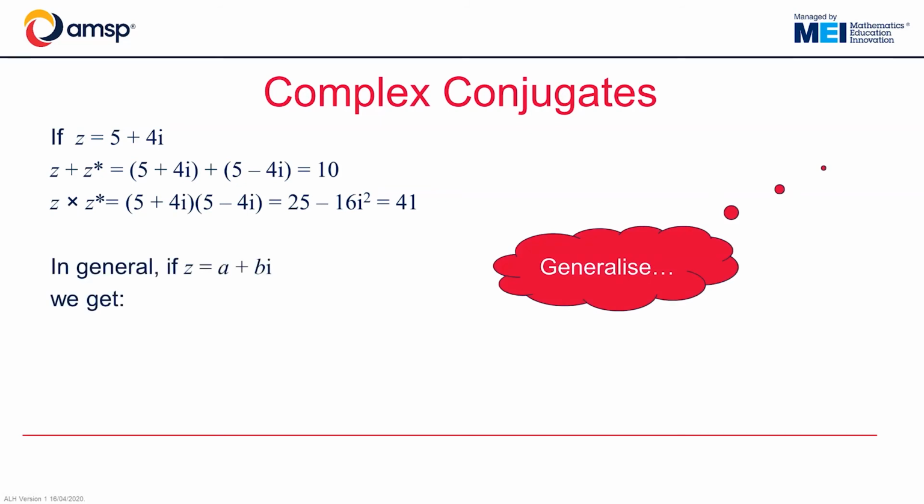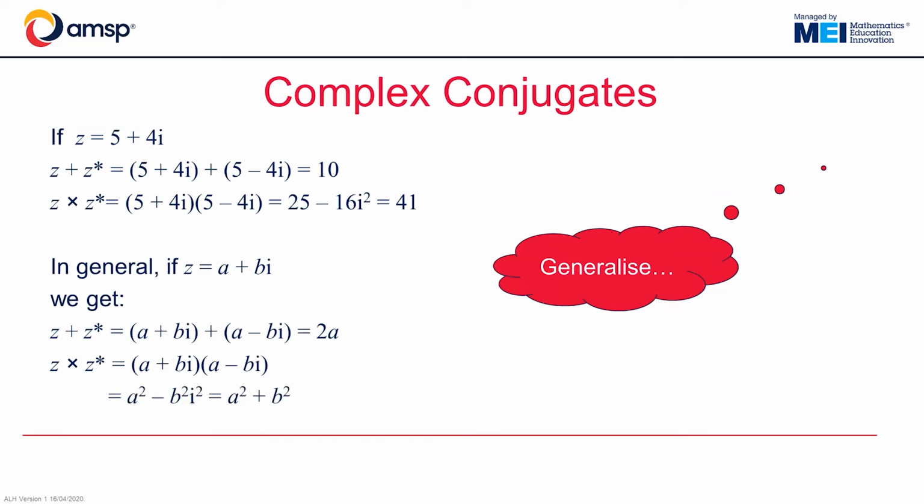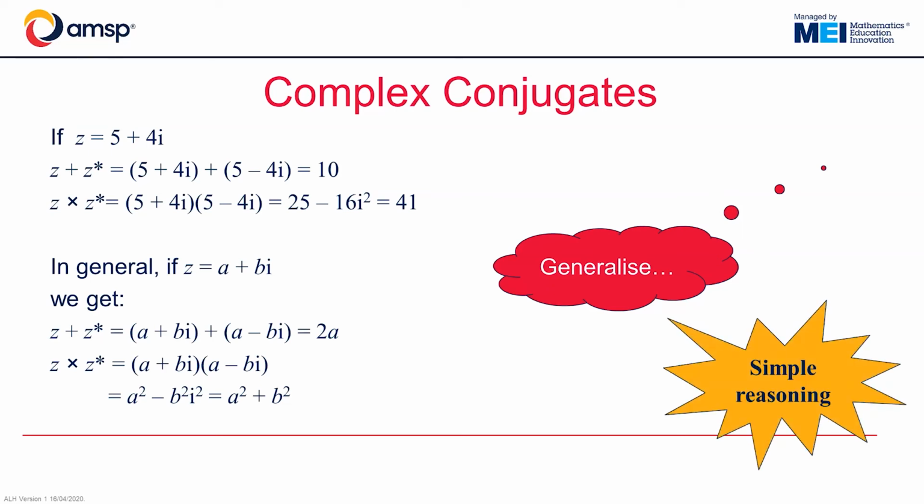Let's try a general complex number, z equals a plus bi, to find out. So now we get z plus z star is 2a, and the imaginary parts will always cancel out. And z times z star being the difference of two squares, the i terms cancel out, and we're left with a squared plus b squared. So yes, this always happens. This is the sort of simple reasoning that students should be familiar with from GCSE, but they may not have formalised it. Here you have a good opportunity to develop that formalisation of reasoning within a fairly straightforward context.